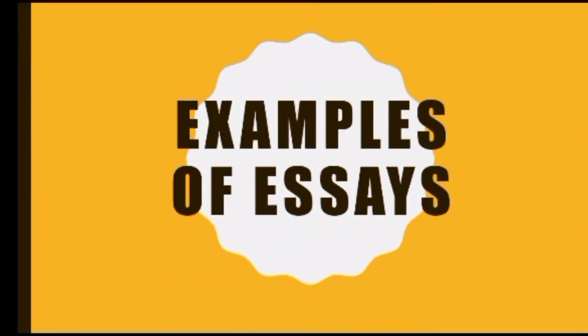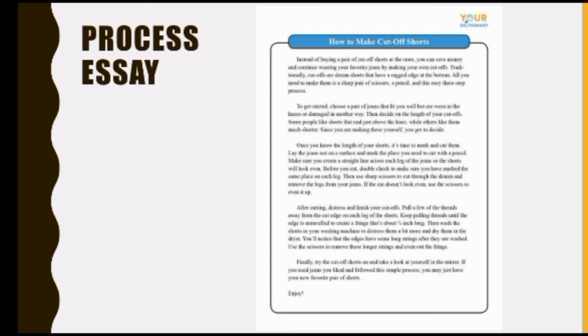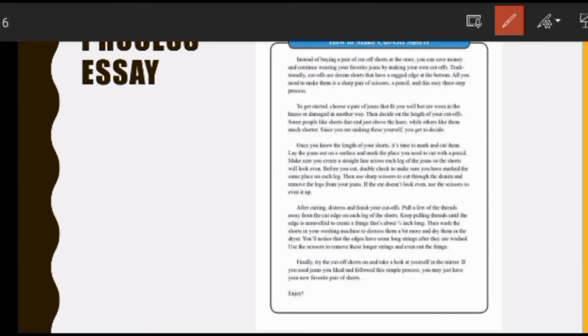Examples of essay. The process essay. From the given example, this essay talks about the process on how to make cut-off shorts. As you can see, there is a process. To get started, you have there the phrase "to get started," and then what comes next, and then after cutting, you will distress and finish your cut-offs, and then you have also the transitional signal "finally." So it shows process.